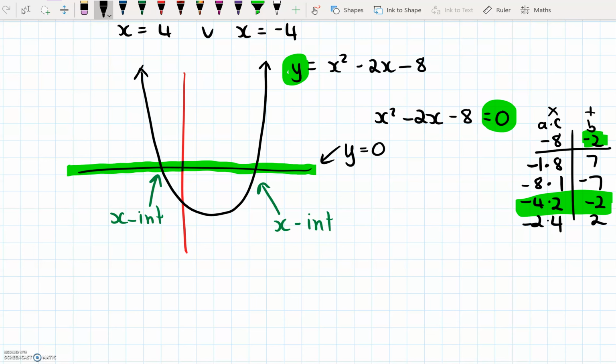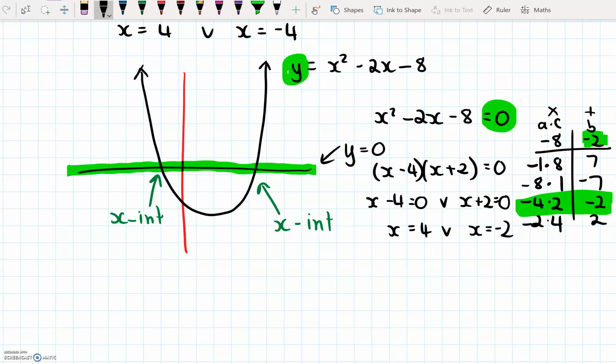So what we get here is x minus 4, x plus 2 equals 0. So x minus 4 equals 0, that's our first bracket, or x plus 2 equals 0. This gives us x equals 4 or x equals minus 2. That means this x-intercept on the left is minus 2, 0, and the x-intercept on the right is 4, 0, because that's what we have just found. So when you solve these, you actually find your intercepts. This is something you're going to need big time next year, so it's good to get some practice in.